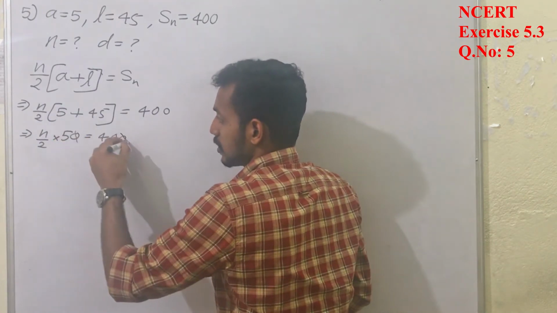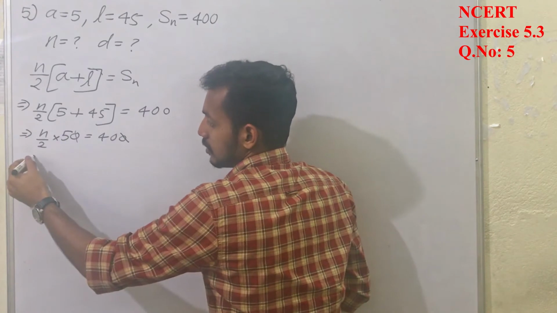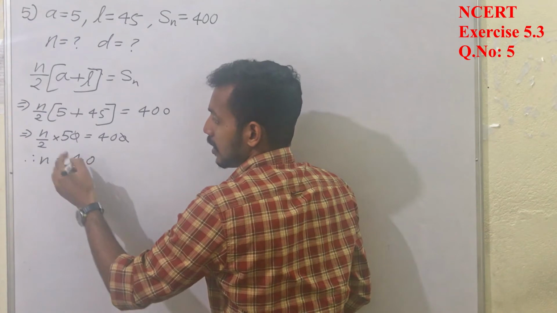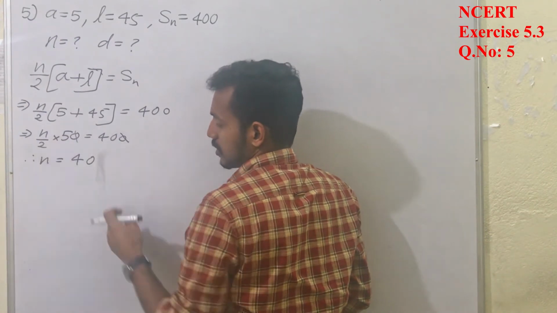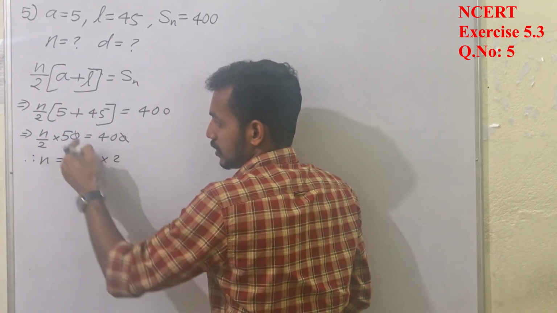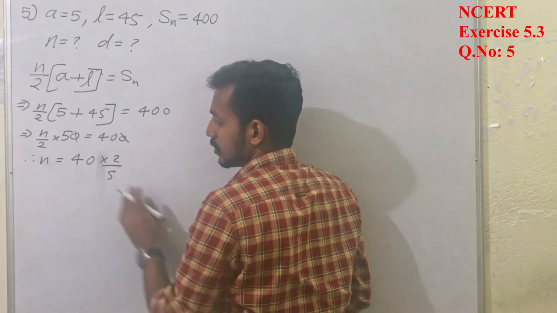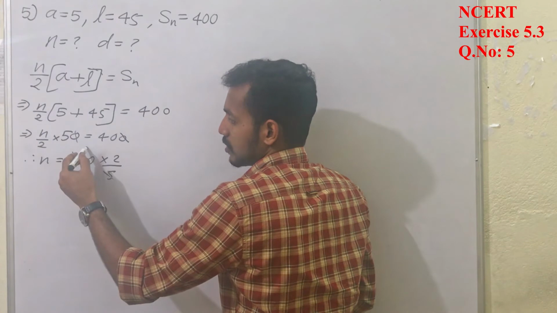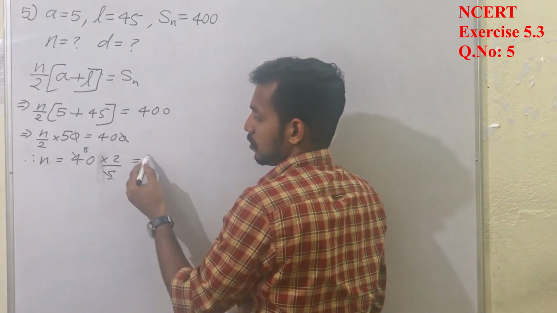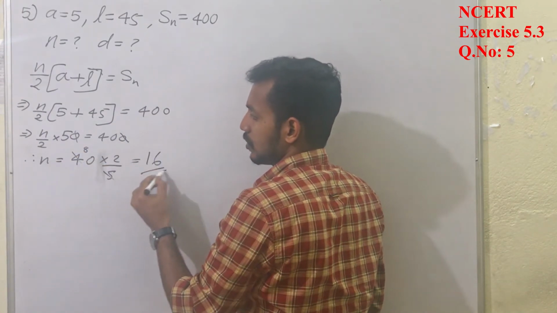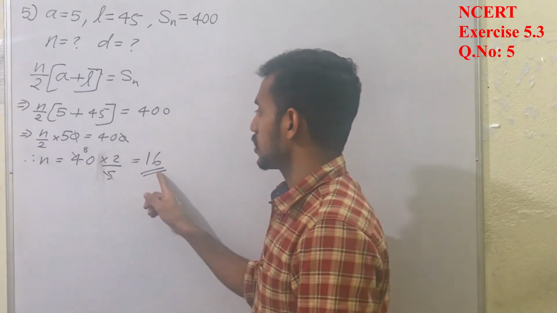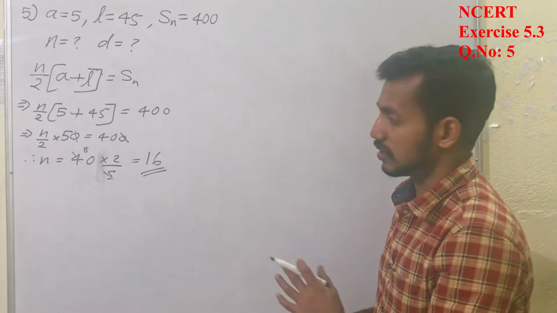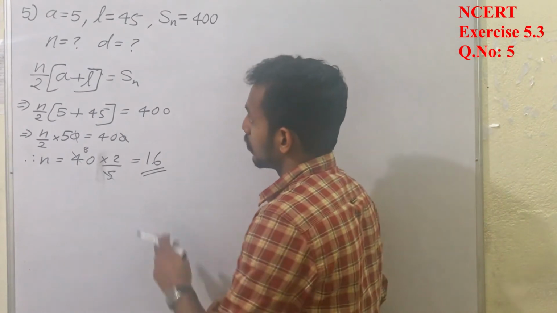And 0 is cancelled. That therefore n is equal to 40, and this 5 and 2 take into right side, so the denominator 2 will be on numerator and numerator 5 will be on denominator, which is equal to 40 by 5 is equal to 8, which is equal to 8 into 2 is 16. So the value of n we have got is 16. That means in this series there are 16 terms. Now what is the next question?